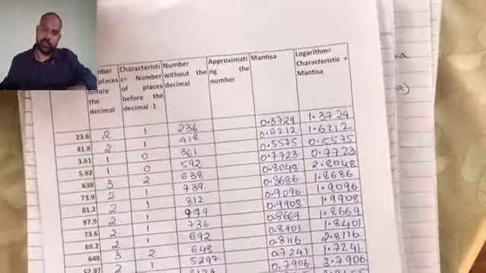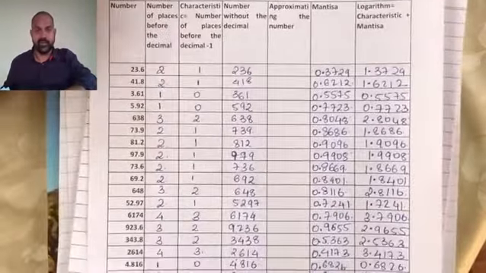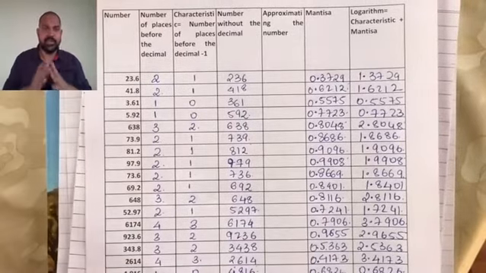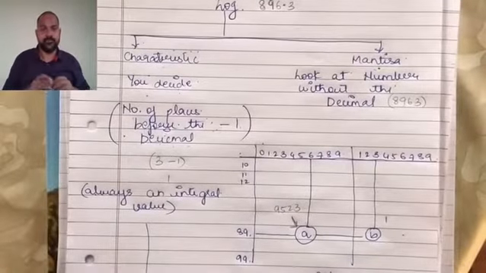I'm going to quickly repeat this. Log of a number has two parts. One part is called the characteristic while the other is called the mantissa. The characteristic you decide. How do you decide it? It is the number of places before the decimal minus 1.